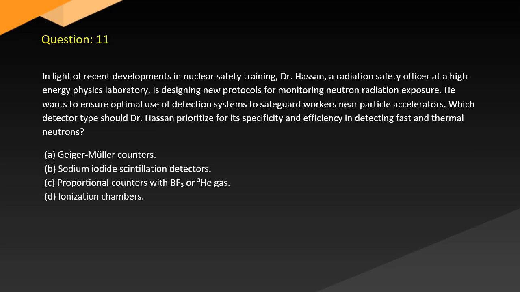Question 11. In light of recent developments in nuclear safety training, Dr. Hassan, a radiation safety officer at a high-energy physics laboratory, is designing new protocols for monitoring neutron radiation exposure. He wants to ensure optimal use of detection systems to safeguard workers near particle accelerators. Which detector type should Dr. Hassan prioritize for its specificity and efficiency in detecting fast and thermal neutrons? A. Geiger-Müller counters. B. Sodium iodide scintillation detectors. C. Proportional counters with BF3 gas. D. Ionization chambers.